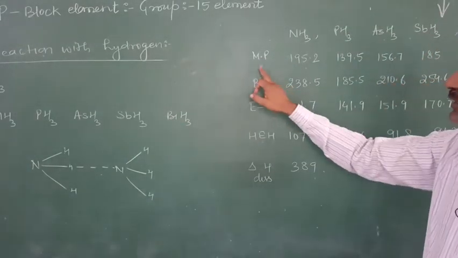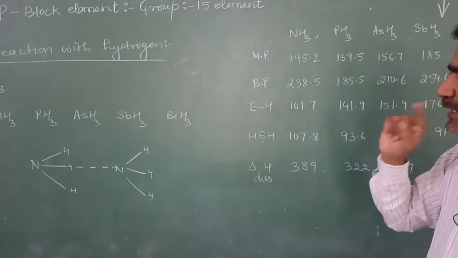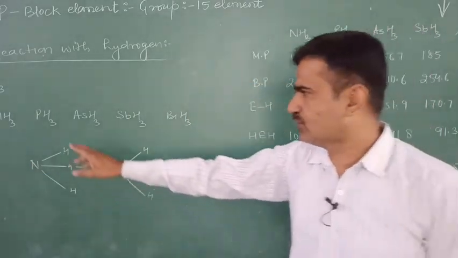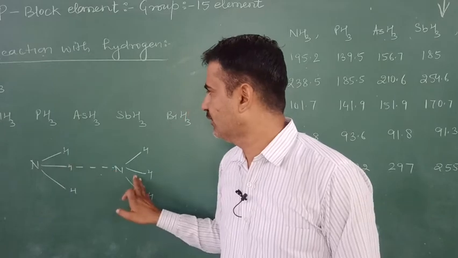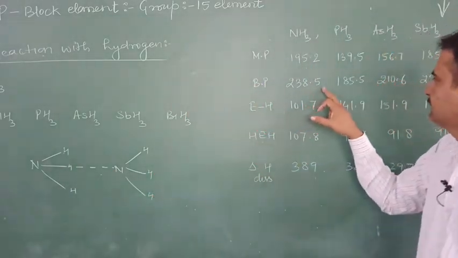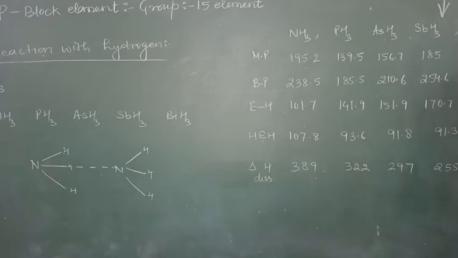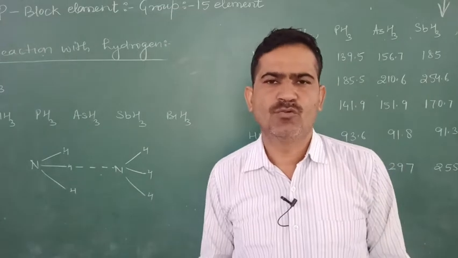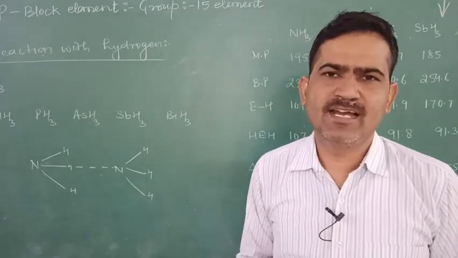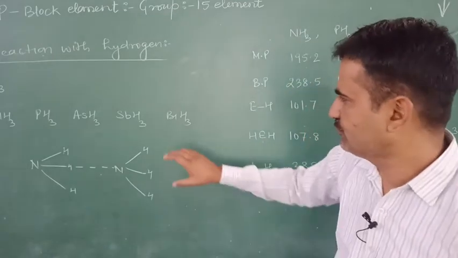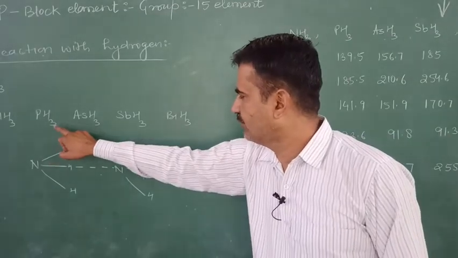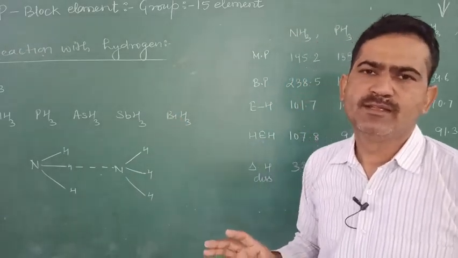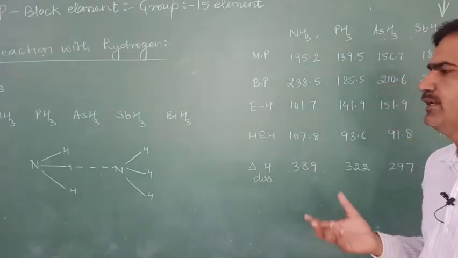After this we will talk about their second property, that is the boiling point. The boiling point of ammonia is higher than that of phosphine, due to the presence of intermolecular hydrogen bonding. After this, the boiling point again increases regularly. This increase is again due to van der Waals forces, which depend upon surface area and molecular mass. As you move down the group, the molecular mass and surface area of these hydrides both increase. That's why their melting and boiling points increase.